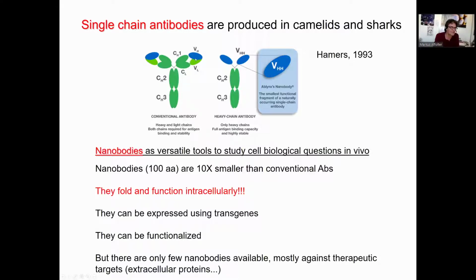Now, a chance discovery, it's like with CRISPR and TALENs. These were discoveries made in funny conditions.